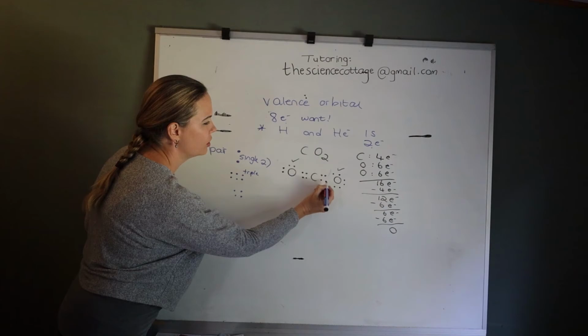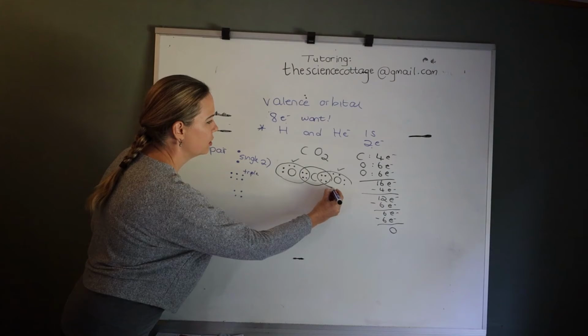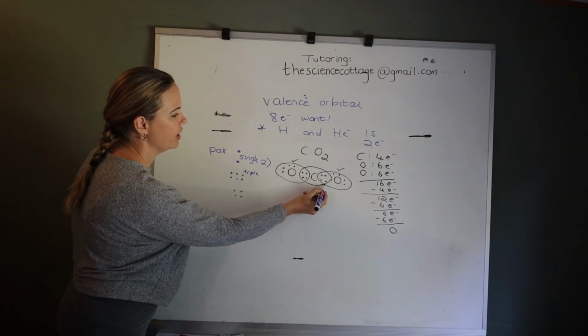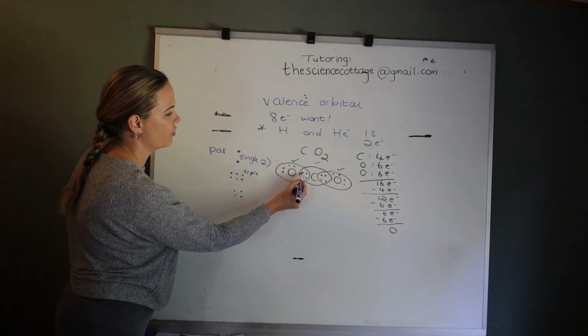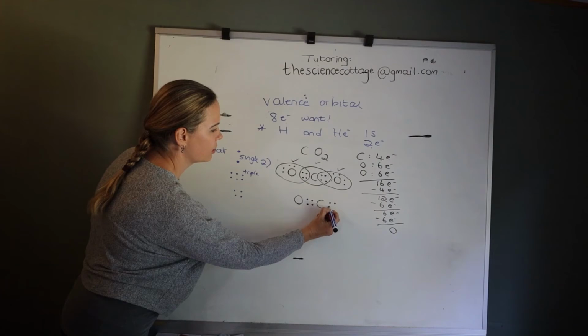Now we can check. There's the orbital just for the purposes of illustrating. Carbon 1, 2, 3, 4, 5, 6, 7, 8. Sharing them with oxygen and with that oxygen. Oxygen still 1, 2, 3, 4, 5, 6, 7, 8. And that oxygen the same. So the Lewis structure will look like this. Double bond. Carbon, double bond. Oxygen, and then those lone pairs.